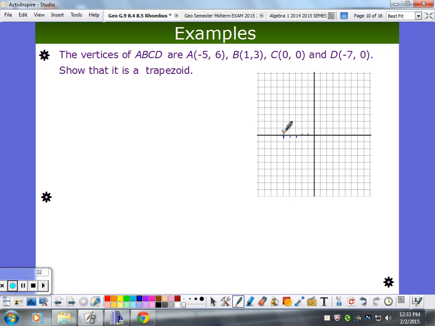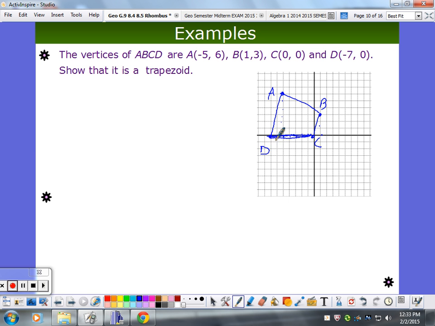1, 2, 4, 5. 1, 2, 3, 4, 5, 6. There's A. B is 1, 1, 2, 3. C is 0, 0. And D is -7. So that's five. What happened? It's like on the next line. It didn't shift, didn't wrap very nicely, but it is there. So, show it's a trapezoid.